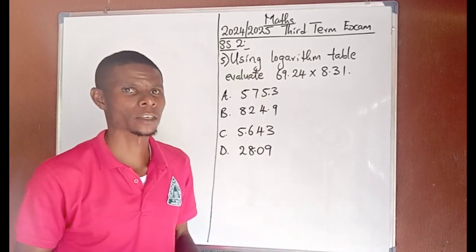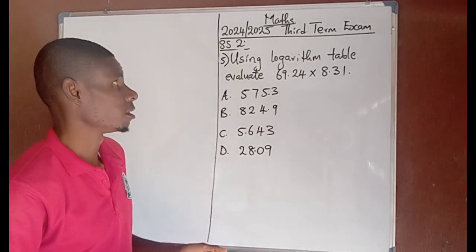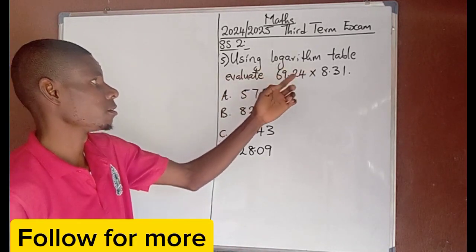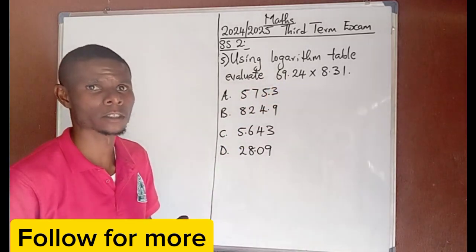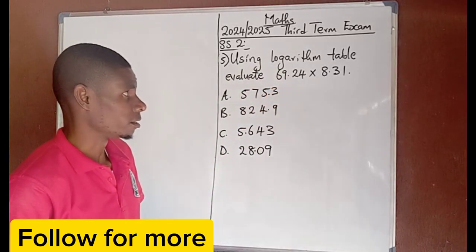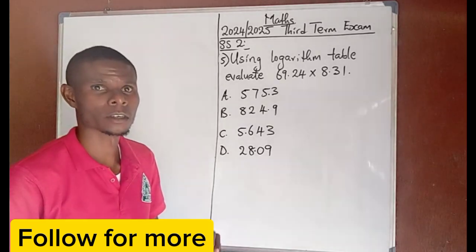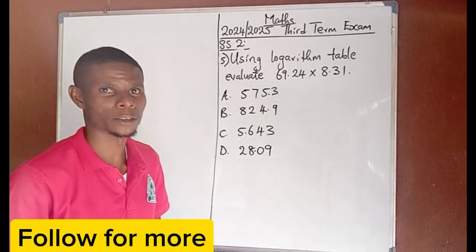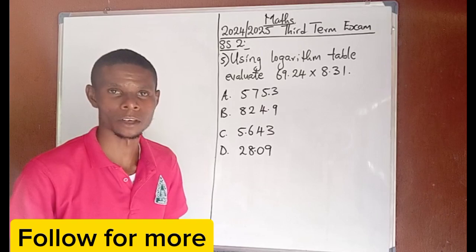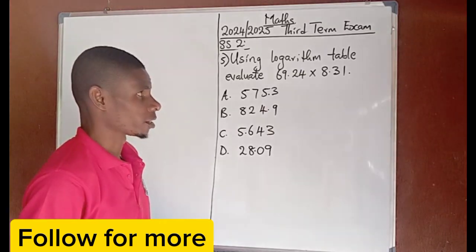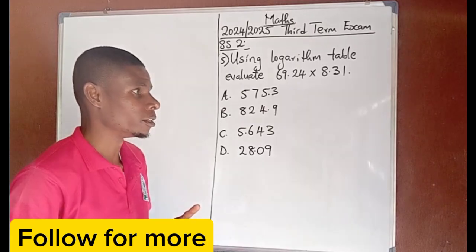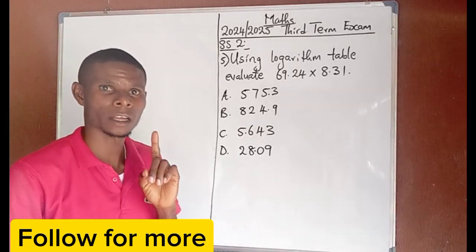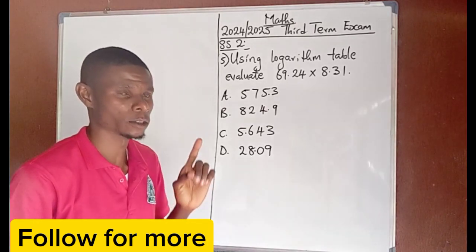Hello class, welcome back. So here we have this question saying we should use logarithm table to evaluate 69.24 times 8.31. All right, so this involves logarithm table, and I know that you must have known what logarithm table is all about. Now there are ways to solve this, one particular acceptable way for solving this.